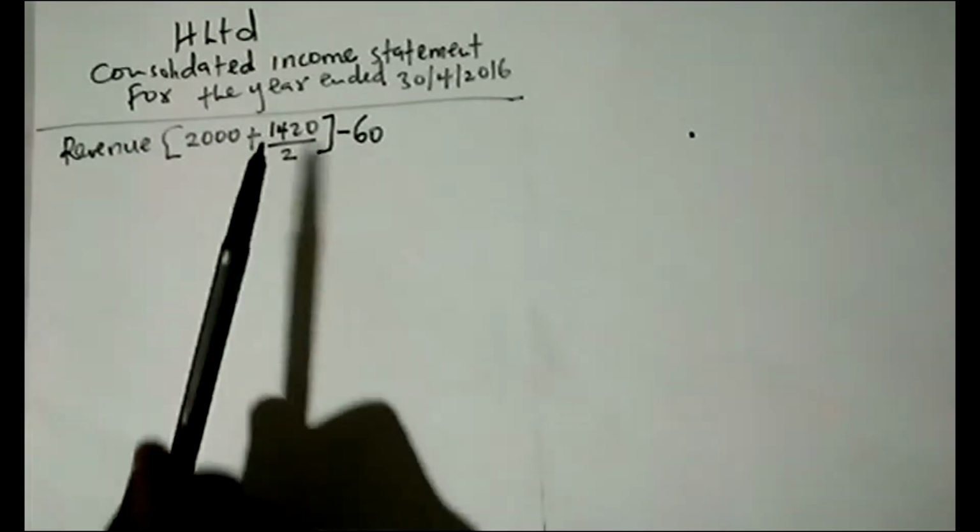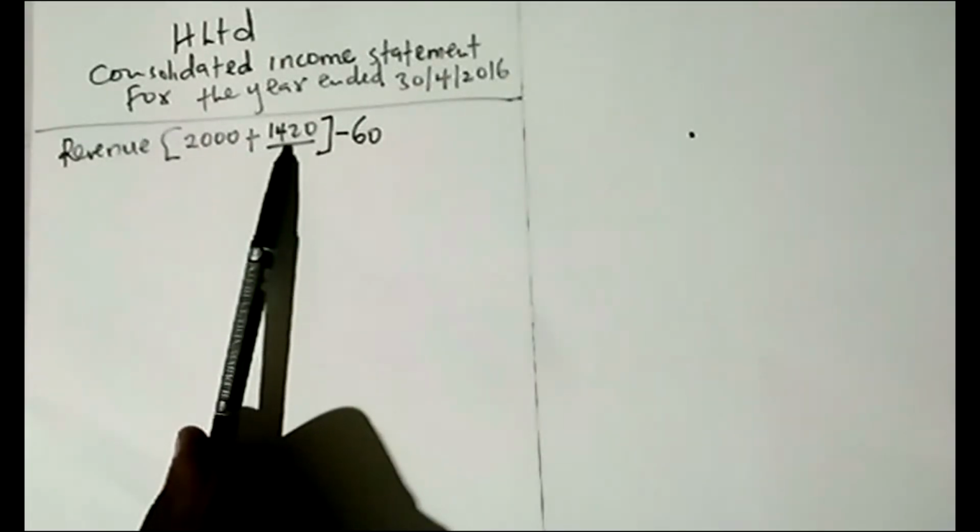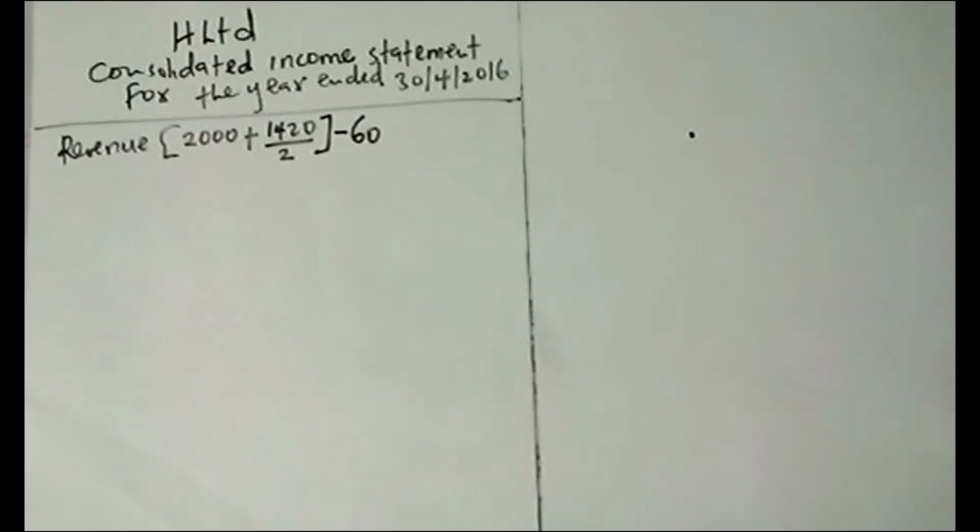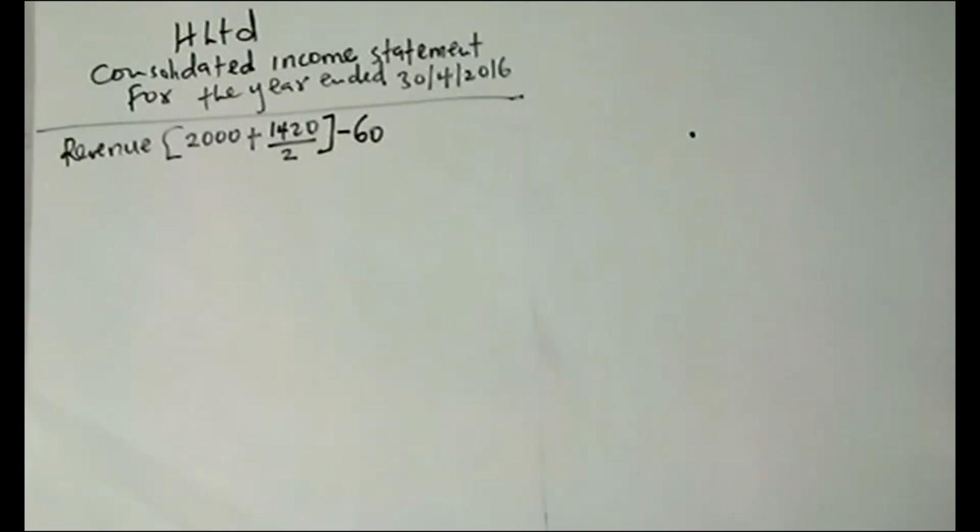Remember that when recording a subsidiary, in some scenarios you will find that it was acquired during the year. You have to consider from the time of acquisition to the end of the year. But concerning this question, S was acquired 1st May 2015, which was at the start of the relevant financial year. So the subsidiary was there for the entire year. That is why we have not apportioned 1420 divided by 2 with any fraction.